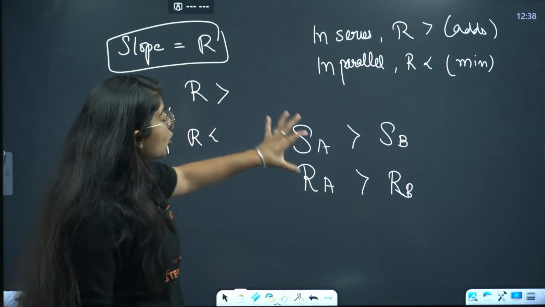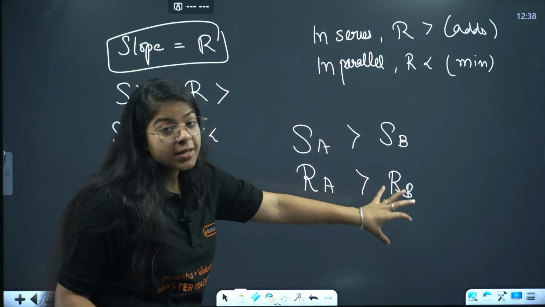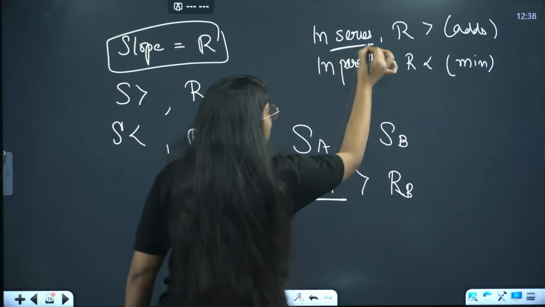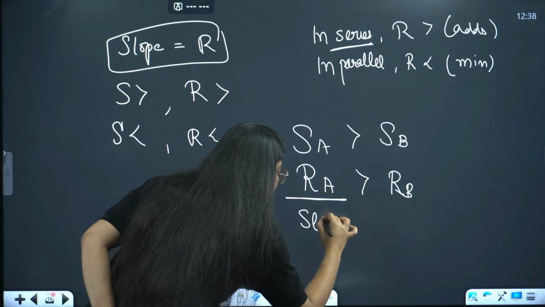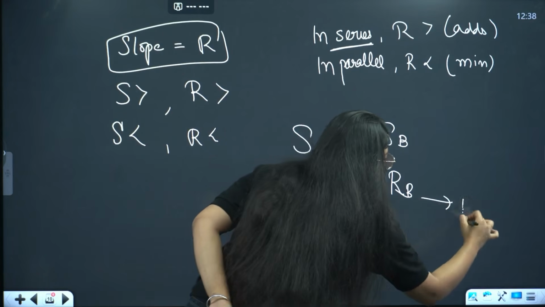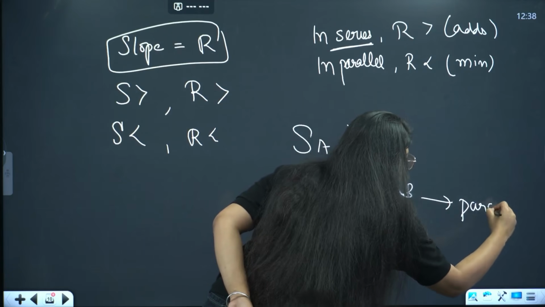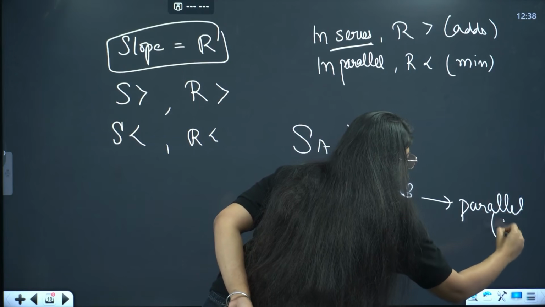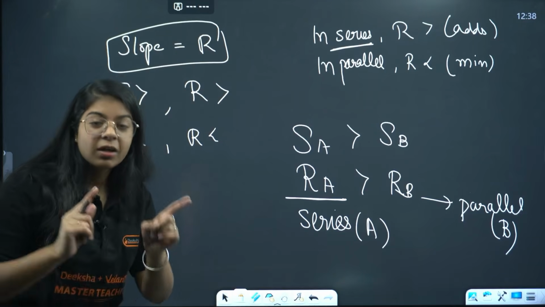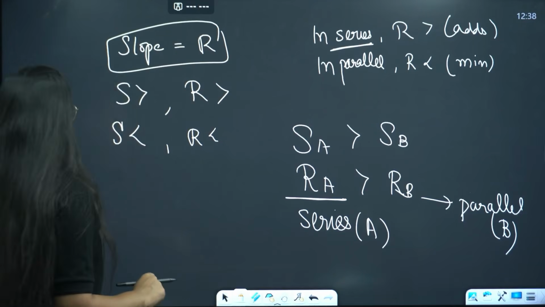Right? If slope is more, the resistance is more. Now for more resistance, this is a series combination. So this is series, that is A, and this is parallel, that is graph B. Understood, everyone? If you have any doubt, let me know in the comment section.